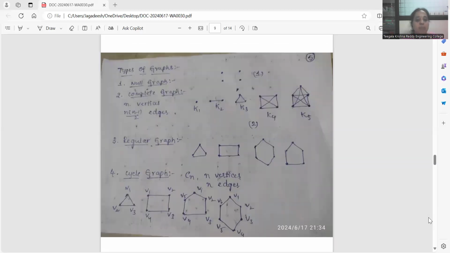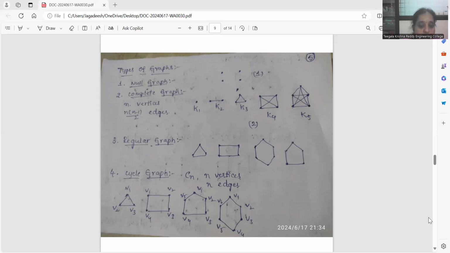Now we have some types of graphs. Already we know that there may be a graph without edges, but there is no graph without vertices. The first one I have denoted with only 4 vertices. Each is called an isolated vertex. So the graph is formed here with all isolated vertices and no edges. That is called a null graph. A graph without edges is called a null graph. Each vertex is individually called an isolated vertex. So the graph which is formed with isolated vertices only is called a null graph.